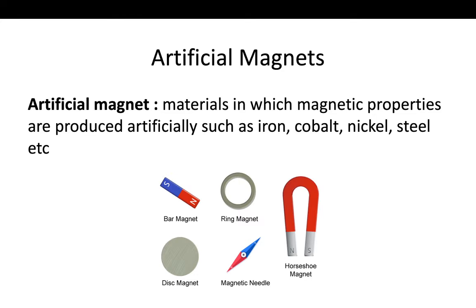Magnetic needles are mostly used in compasses. Disc magnets are used to attach something. Ring magnets are used for revolving or rotating anything. So these are all the types of magnets that are artificially made for any specific application.